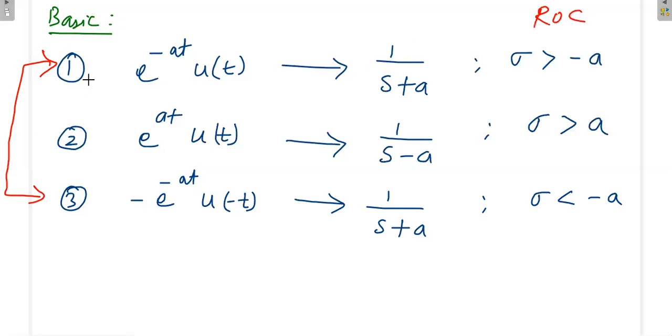Then the fourth one. Also remember, when you are writing a left-sided signal, one more minus sign is there.